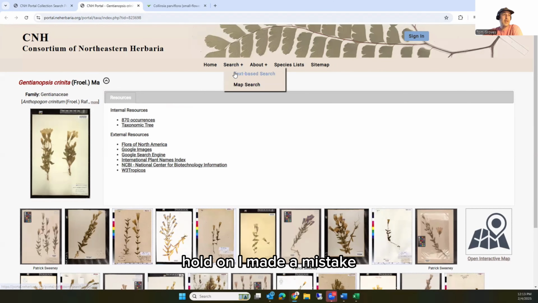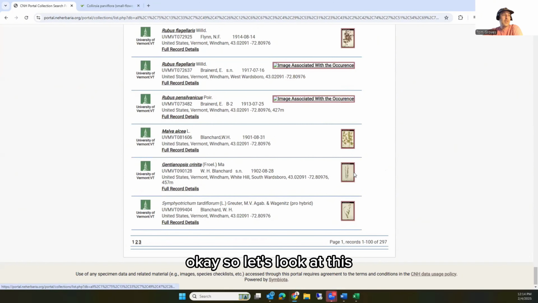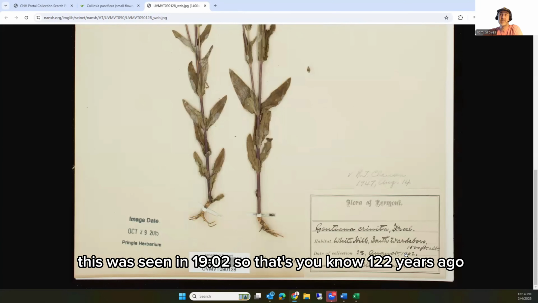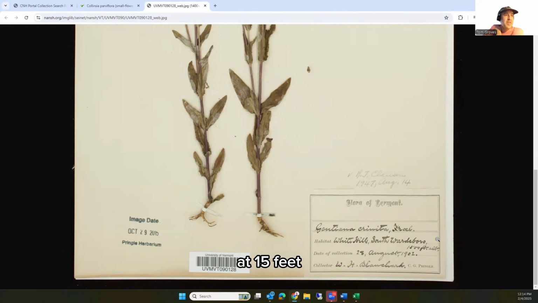Hold on, I made a mistake. Okay, so let's look at this. A well-formed plant, looks pretty healthy. This was seen in 1902, so that's 122 years ago, 123 years ago, at 1,500 feet.